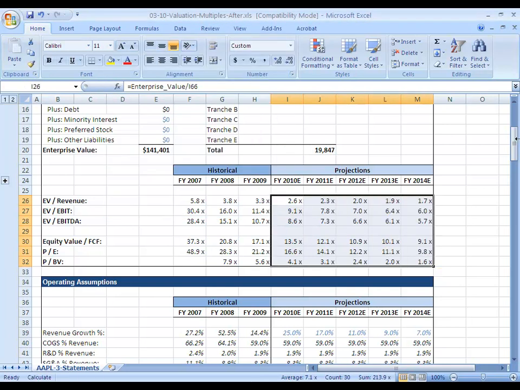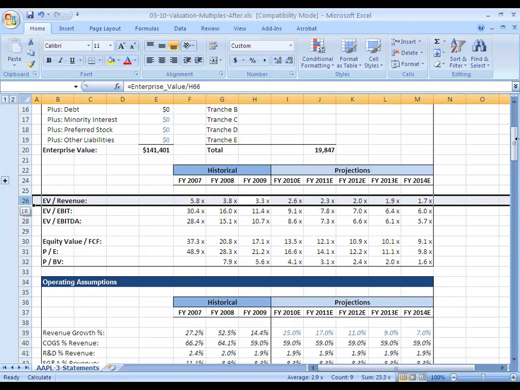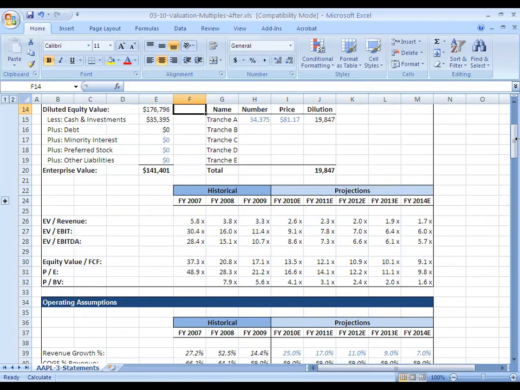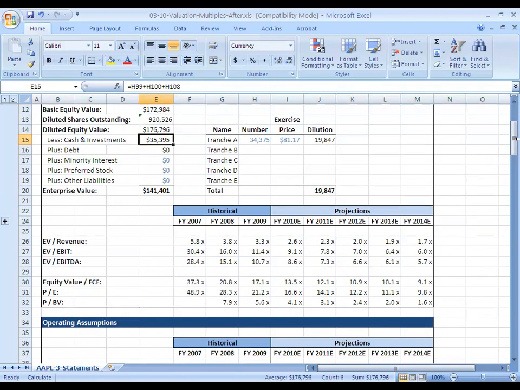We see here that the multiples are generally decreasing, which is a good sign. Multiples should almost always be decreasing because the company's revenue, EBIT, EBITDA are going up from year to year, whereas enterprise value and equity value stay the same. We're only looking at enterprise value and equity value at a specific point in time, as we have right here. So this looks correct. Everything is decreasing in a somewhat linear fashion.